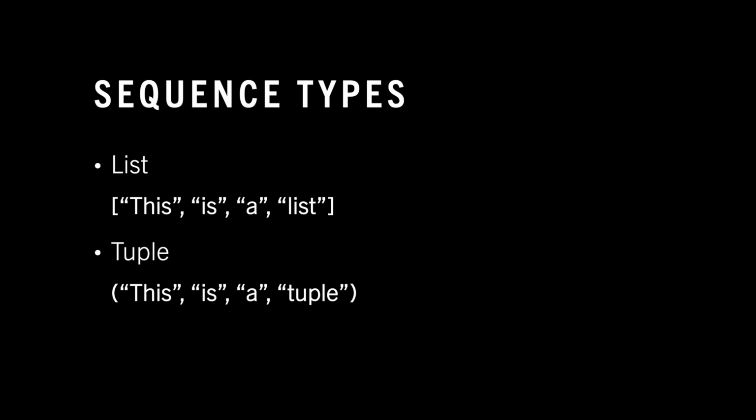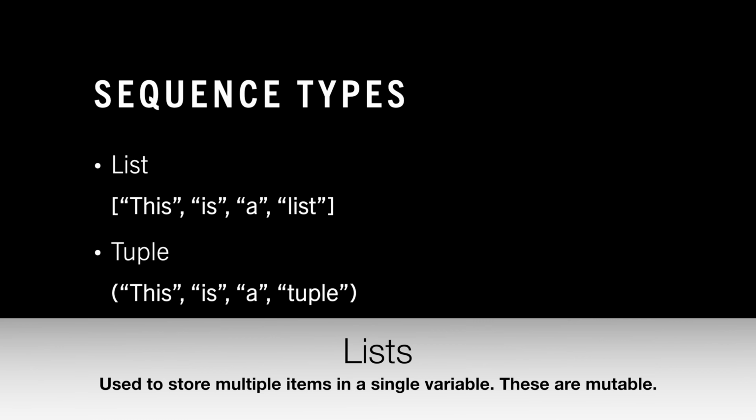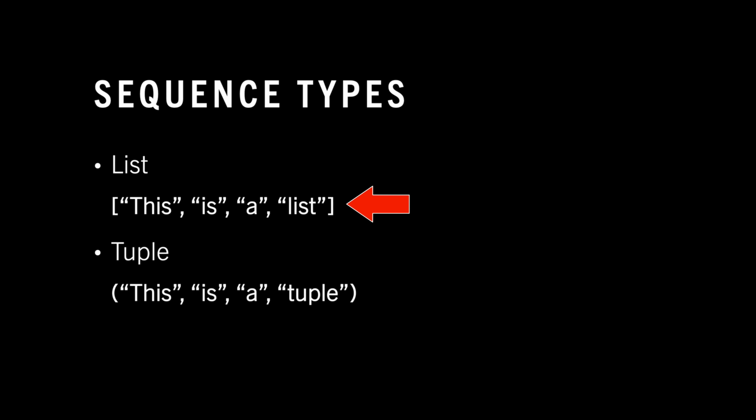Moving on, we're going to look at sequence types, which include lists and tuples. Lists can store multiple items in a single variable. In our example, each word in "this is a list" is an item of the list. These can be empty or have many values stored within them. Lists use brackets around the outside, and values are separated by a comma.